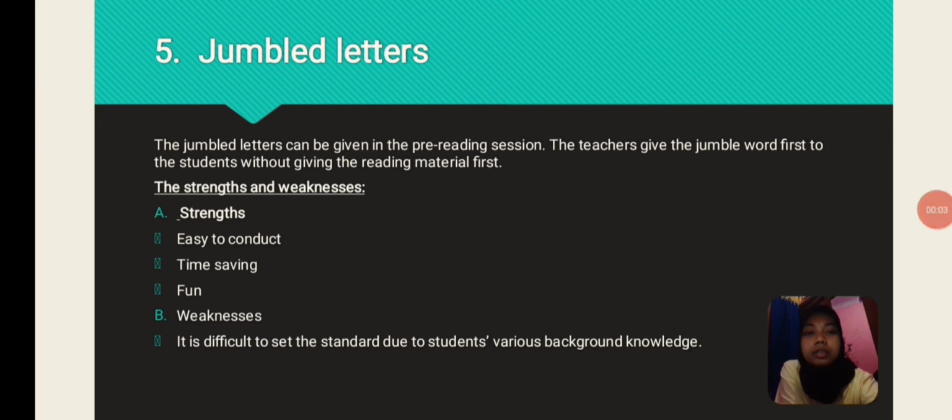Next slide, number 5, jumbled letters. The jumbled letters can be given in the pre-reading session. The teacher gives the jumbled words first to the students without giving the reading material first. The strengths and weaknesses of jumbled letters. A. The strengths of jumbled letters. Number 1, easy to conduct. Number 2, time saving. And the last, fun. B. The weakness. It is difficult to set the standard due to the students' various background knowledge.